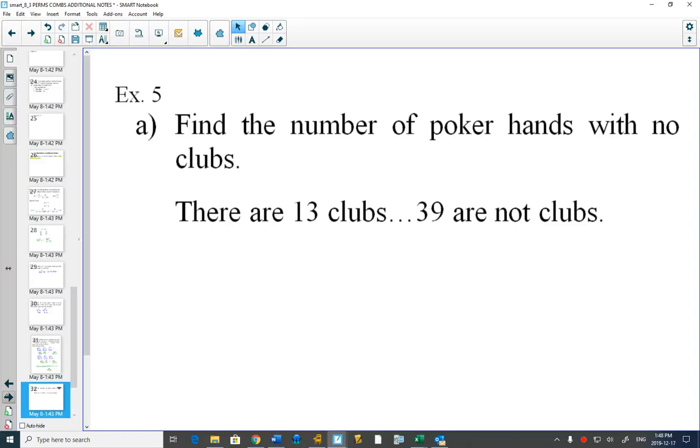Is it amazing that if I took out all the clubs and then randomly picked 5 that I wouldn't get any? Probably not that amazing. But does it make sense that I won't get any clubs if I take the clubs out? So how many poker hands have no clubs? Well, that would be like taking those 39 cards that are left and choosing 5 of them.